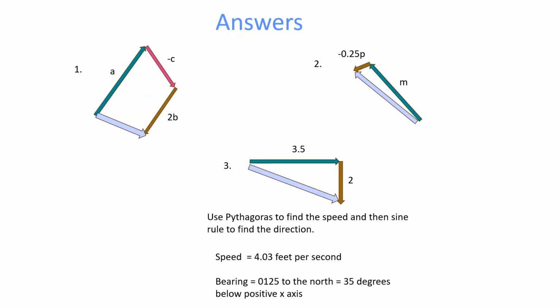Here are the answers to the 3 questions. Question 1 and 2 just wanted you to show us the resultant vector. Question 3 wanted us to find the speed and the direction. As you can see here, we can find the speed by using Pythagoras, which would be the yellow arrow, and it would equal 4.03 feet per second. To find the angle, we can use the sine rule, and you should get 0.125 to the north, or 35 degrees below the positive x-axis.